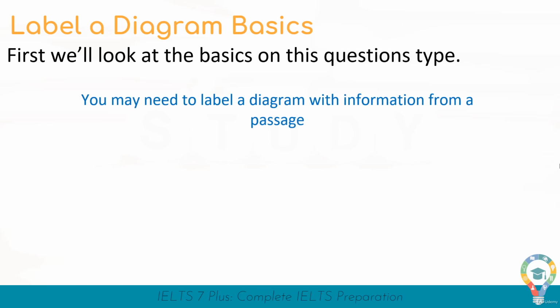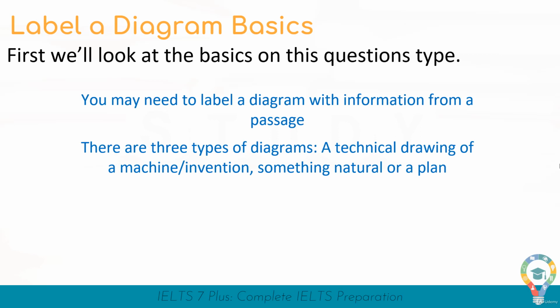In your IELTS reading test, you may be asked to label a diagram with information from a passage that describes this diagram you're given. I say you may need to do this question type as there's probably an equal chance that you will see it on the day of your test. There are three different types of diagrams that you could see. A technical drawing of a machine or invention, something natural, for example a plant or a tree, or a plan of something. Examples of a plan could be a town or a house.